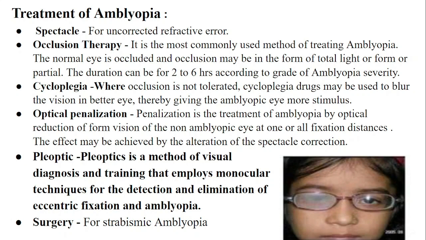The choice of treatment depends on the underlying cause of the amblyopia and the severity of the condition. A combination of treatments may be required to achieve the best possible visual outcome. It is essential to start treatment early in childhood to achieve optimal results.